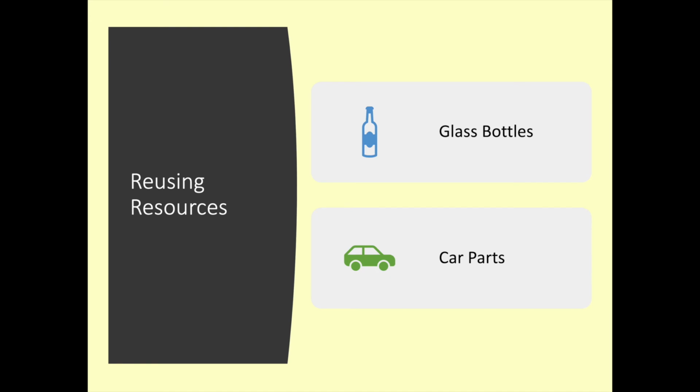We can also look at reusing resources, so glass bottles, we can reuse those, and car parts as well. When you go to scrap your car, they can take certain parts before scrapping the car so that they can be reused in other cars.